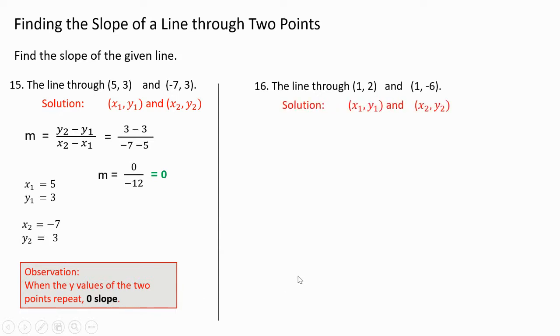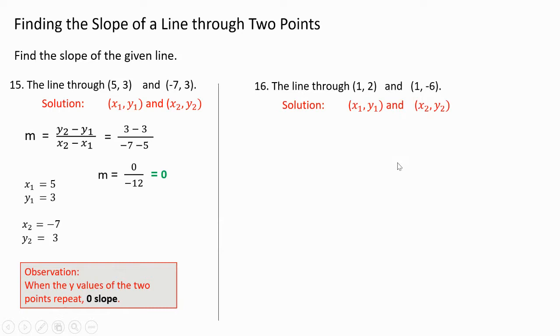Okay? If we apply this concept here, by observation, do the x's repeat? Yes, so you don't have to do all the work. We know that it's going to be an undefined slope, because if x1 and x2 repeat, 1 minus 1 is going to be 0. So you don't have to do any work, just undefined.